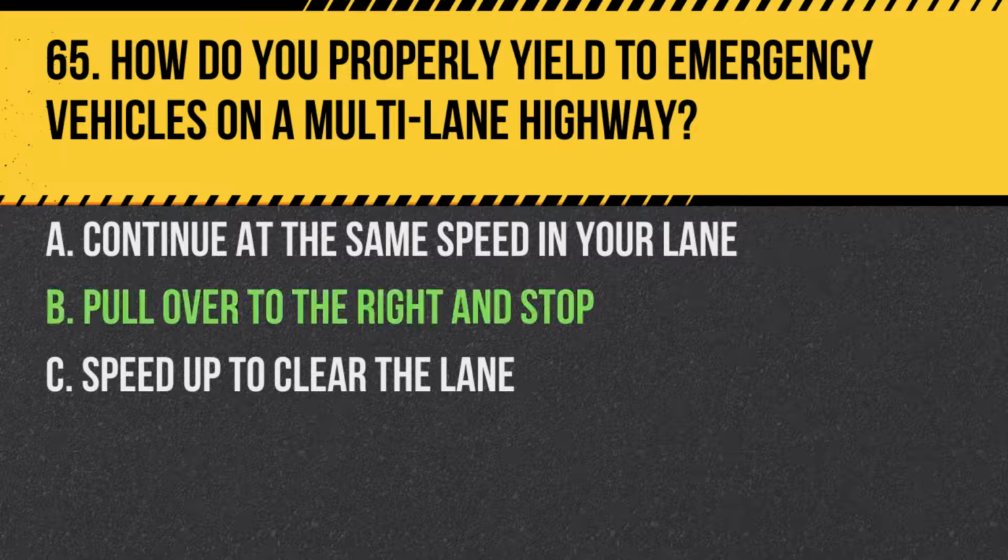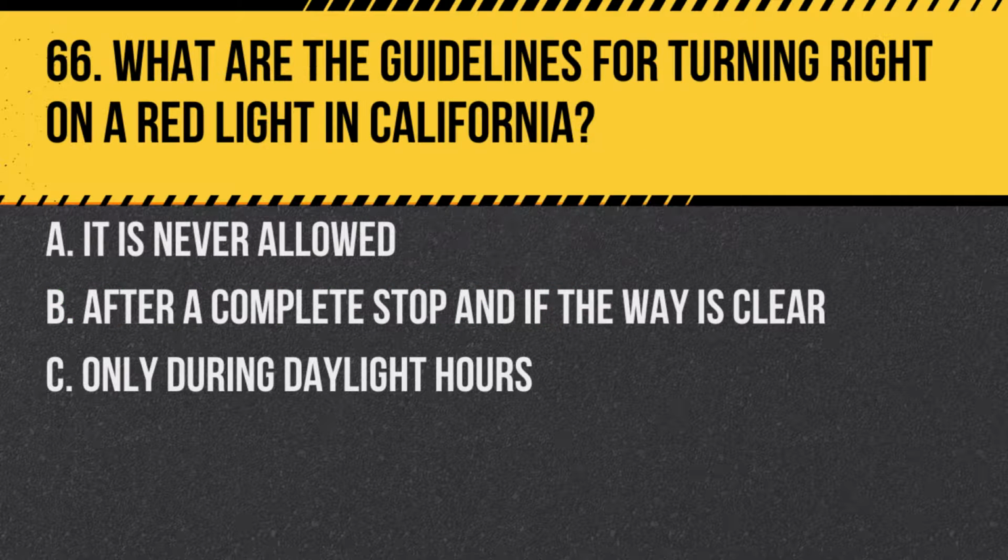Answer: B. Pull over to the right and stop. When an emergency vehicle approaches with sirens and lights on a multi-lane highway, safely pull over to the right and stop to allow it to pass. Question 66. What are the guidelines for turning right on a red light in California? A. It is never allowed. B. After a complete stop and if the way is clear. C. Only during daylight hours.